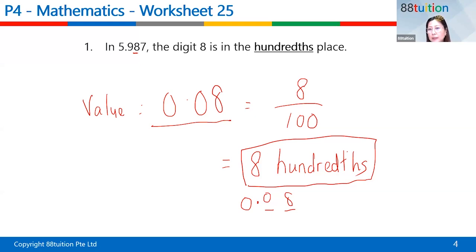Do you understand this? So how about if I were to ask you to write 98/100? Can you tell me what's 98/100? Can you give me the answer in decimal? 98/100 is what?